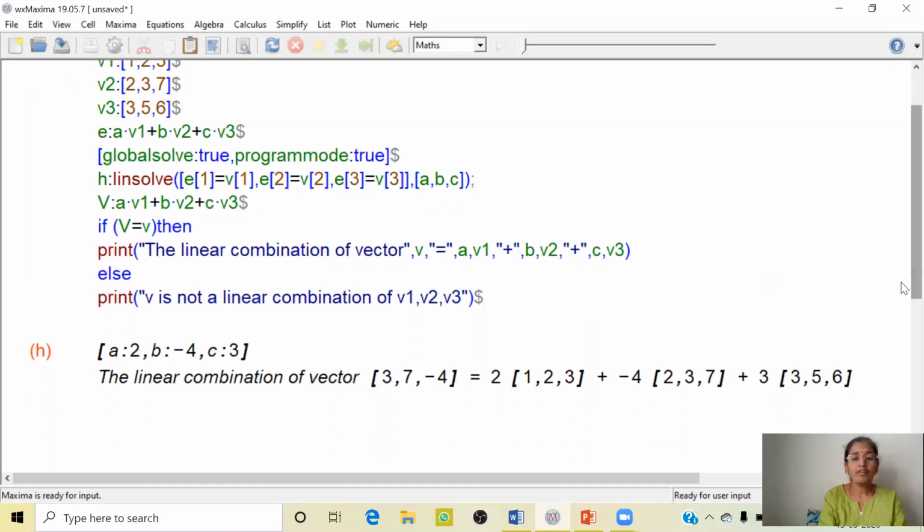So the values of A, B, C are 2, -4, 3, and the linear combination of the vector is, that is 3, 7, -4 is 2 times V1, that is 1, 2, 3, plus the value of B, that is -4 into 2, 3, 7, plus the value of C, that is 3 into 3, 5, 7. Therefore, the linear combination exists and it is given in the output as such.